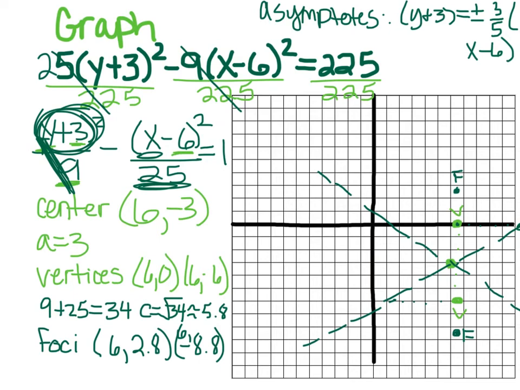All right, the very last thing you need to do is actually connect your dots. We're just going to put our pen on the vertex and approach the asymptotes with a curve. So that's it.